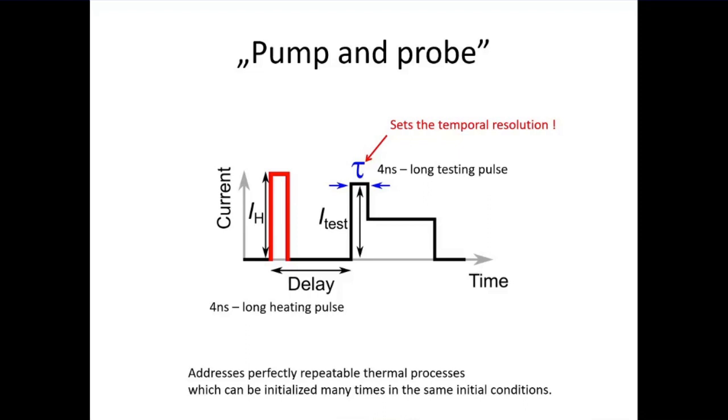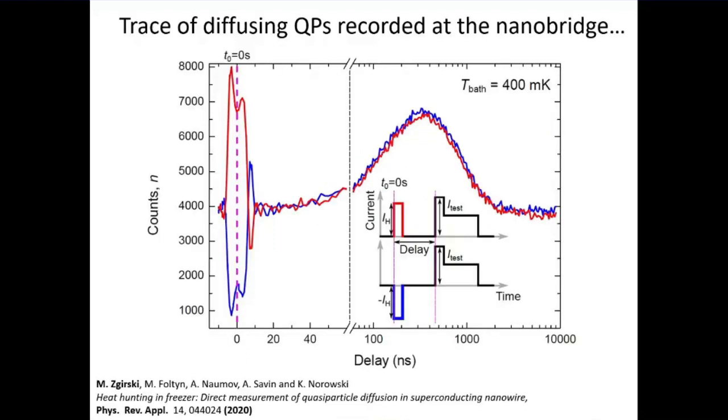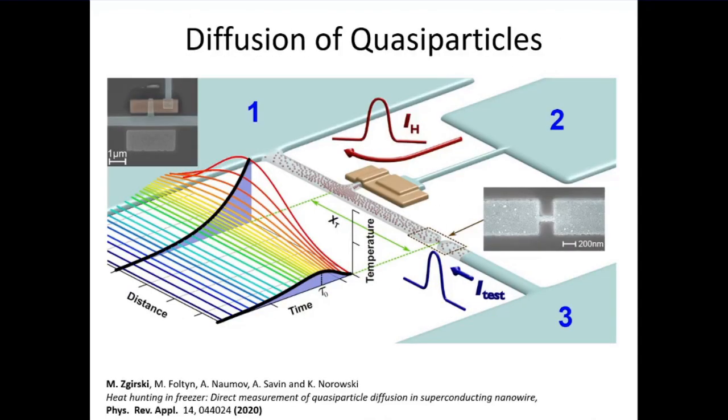And the value at which it switches depends on temperature. So the method addresses perfectly repeatable thermal processes which can be restarted many times with the same initial conditions. But once you have such a system, which you can restart, say, 10,000 times, you can very well reconstruct the temporal profile of temperature. So let's apply it to our system, to the example that I displayed.